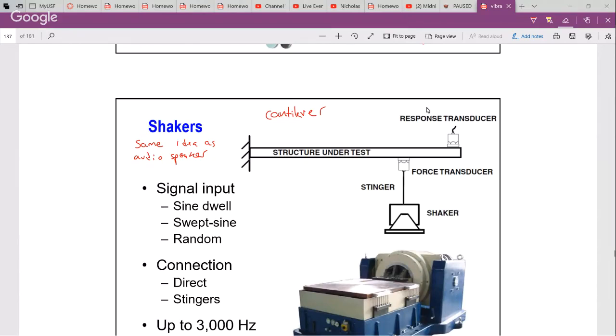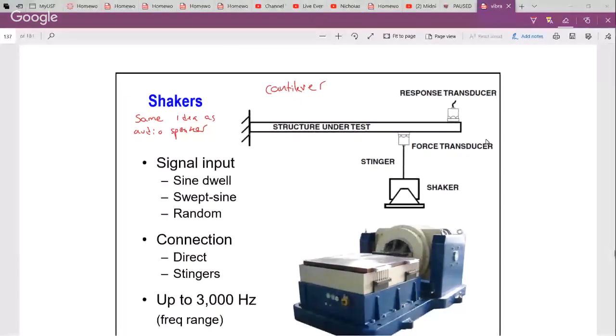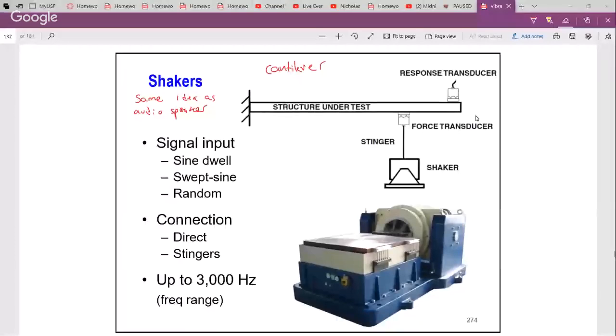The shaker armature consists of the coil and any mounting plates and so forth. What do those things have? They have mass. If we attached the armature of the shaker directly to the structure, what would we be changing? The mass. We'd be changing the natural frequencies, the mode shapes, and everything else. So by introducing a stinger like this, we reduce that effect. That effect is called mass loading.